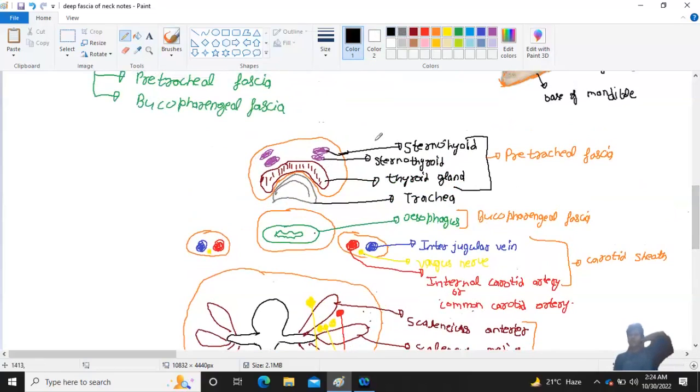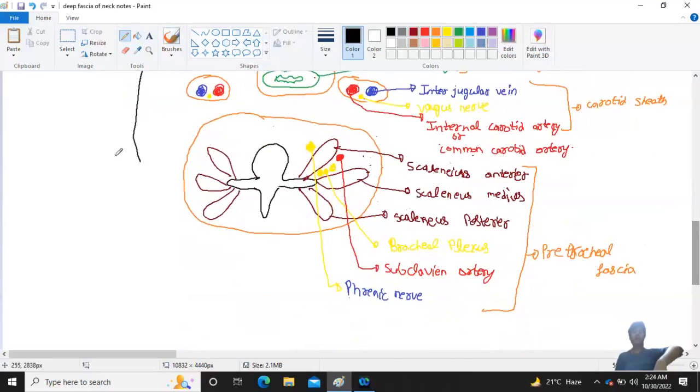We draw the investing layer only one side, but it completes the circle. It starts, then it divides into two parts to cover the muscle. Then it continues behind and there it covers another muscle. Then it continues again. Here it again covers this muscle, and then it continues the circle. There are four muscles covered.